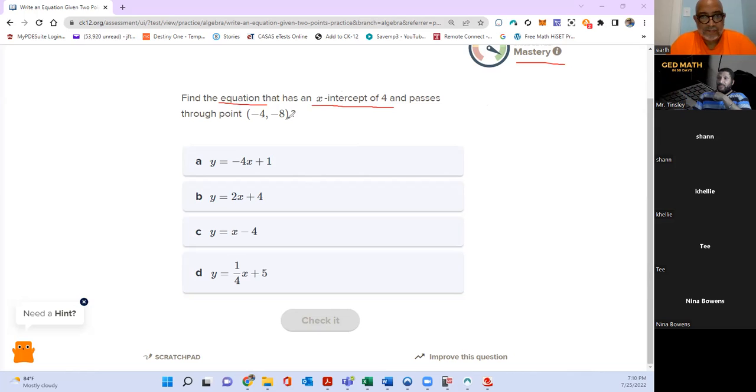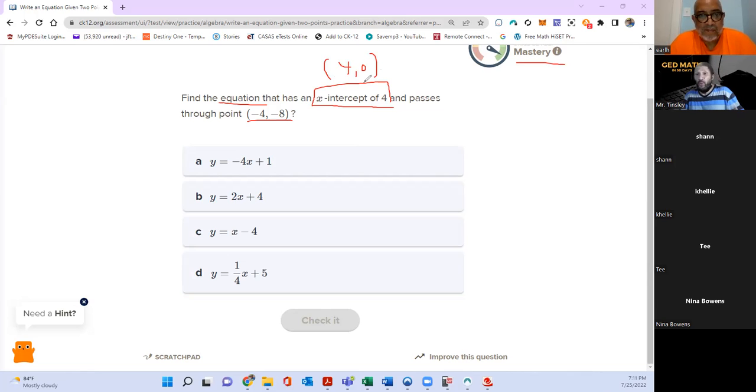Find an equation. That's what they want to know. The x-intercept is 4, and they gave you a point. So basically they gave you 2 points. Remember, the y-intercept is where x equals 0. The x-intercept is where y equals 0. So by giving this in words, they're giving you (4, 0). Because the x-intercept is where y is equal to 0, and since they told you it was 4, we know the point is (4, 0).